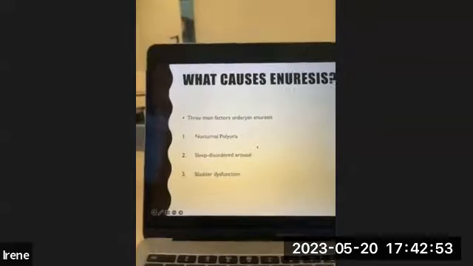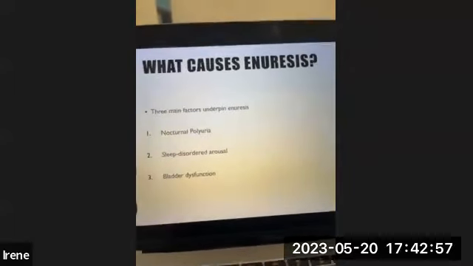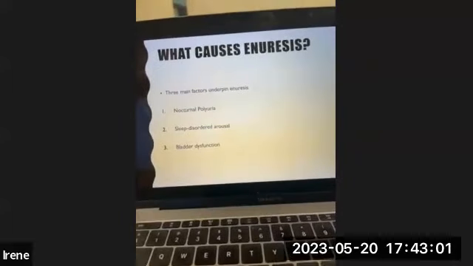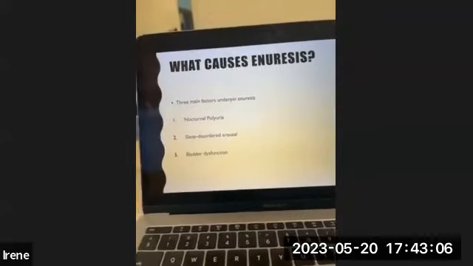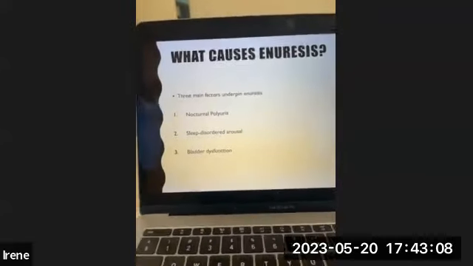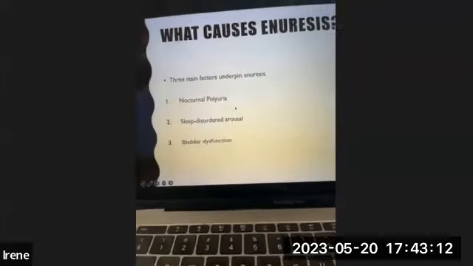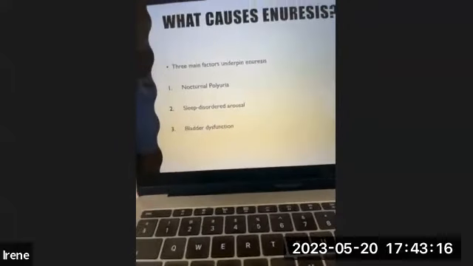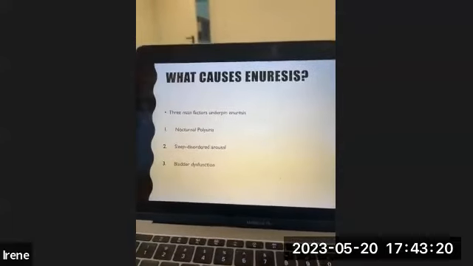There's something called nocturnal polyuria. Usually when we sleep in the night, the body has a mechanism that makes us produce less urine in the night compared to the daytime. But in these children, this mechanism is slightly dysfunctional or doesn't work as it's supposed to. So they still produce a lot of urine even when they sleep, and that makes them wet their beds.